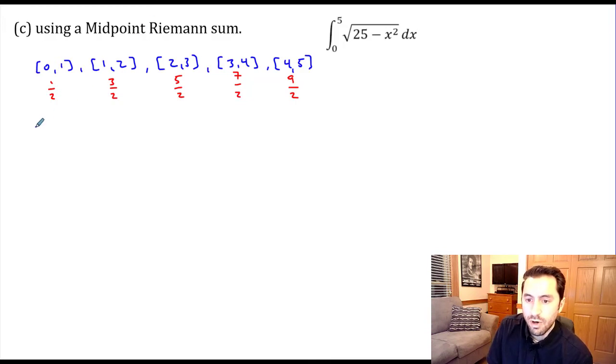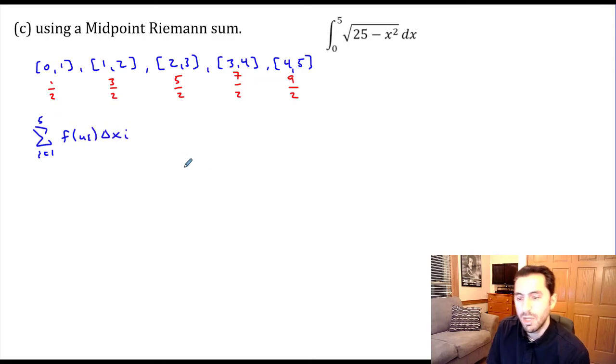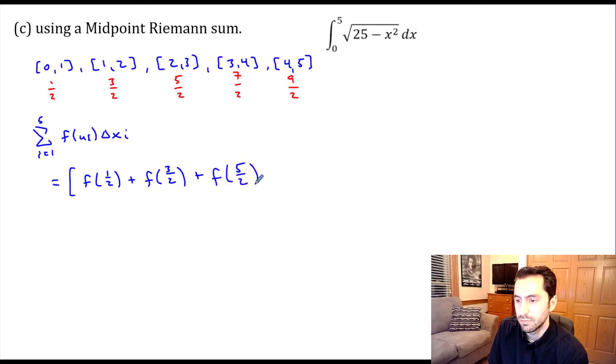But now for our Riemann sum, the setup is going to be exactly the same. So we're going from i equals 1, we have 5 subintervals, f of u sub i. u sub i in each case is going to be the midpoint, multiplying by delta x sub i, which in this example is going to be 1. So writing out our sum, we have f of 1/2 and f of 3/2 and the rest of the midpoints.